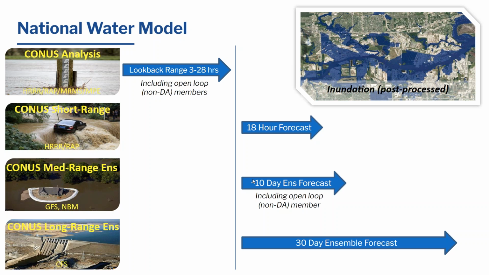There's a short range run, which is being driven by the HRRR, and it goes out 18 hours. This is a great tool for us trying to pinpoint those rapidly rising, fast responding basins in the short time frame, potentially some flash flooding, but only on the riverine side of things. The medium range is based off of the GFS.